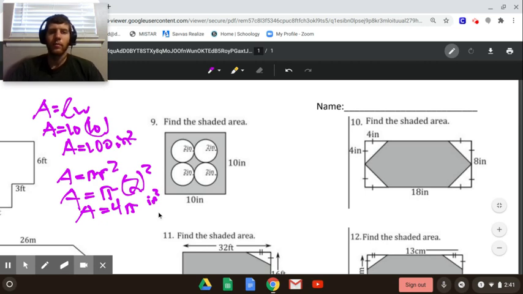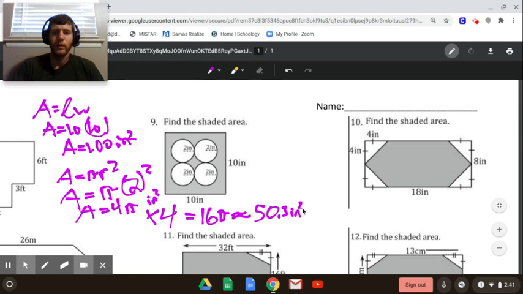Okay, there are 4 circles, so if we multiply the area of one circle by 4, that's going to be the area of all 4. So 4 pi times 4 is going to be 16 pi. You can leave it in terms of pi, or you can find a decimal. Let's just find a decimal for simplicity's sake here. 16 times pi is 50.3, yep. Approximately 50.3 inches squared. So that represents the area of the unshaded part, the area of those 4 circles.